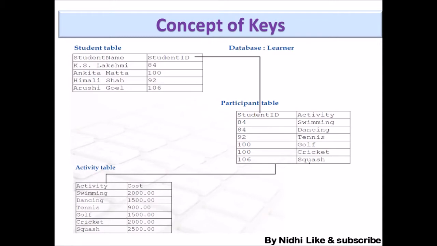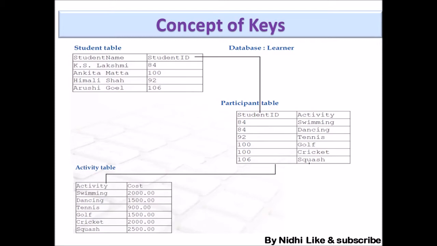Now another table is the activity table. The activity table contains two columns: activity and cost. Swimming costs 2000 rupees, dancing 1500, tennis 900, golf 1500, cricket 2000, and squash 2500. So this is the table.